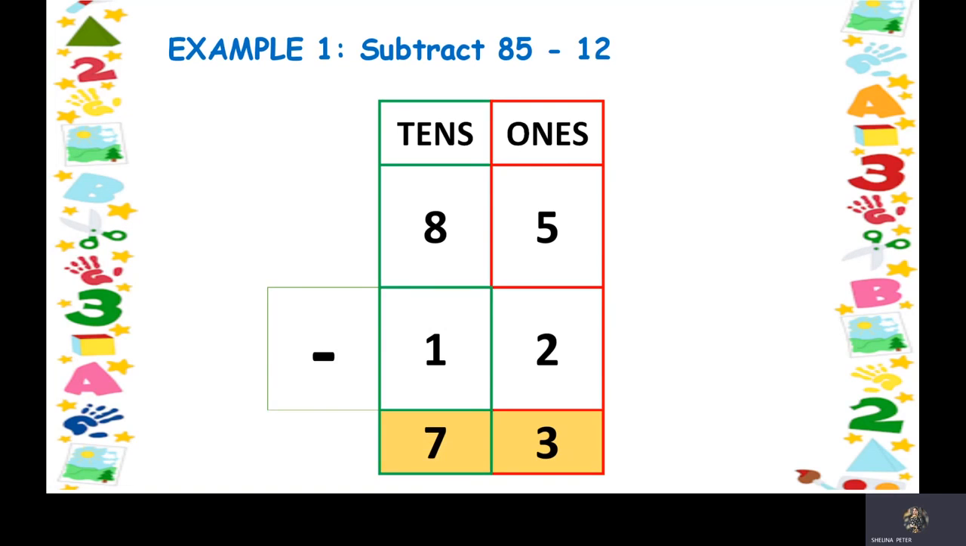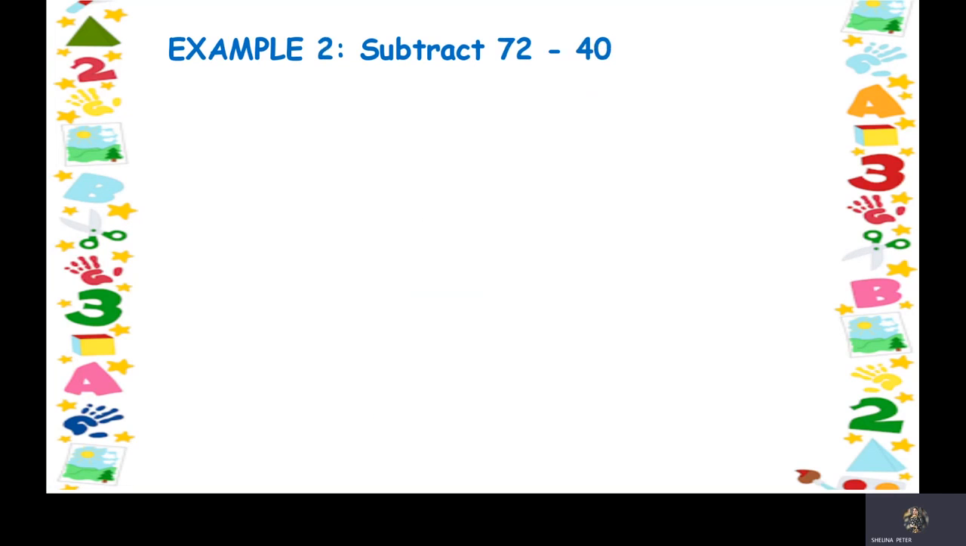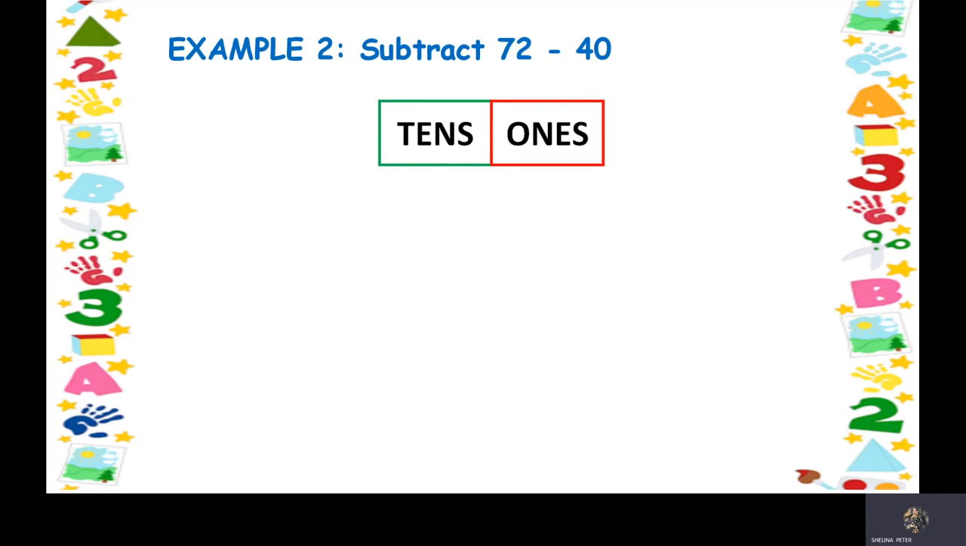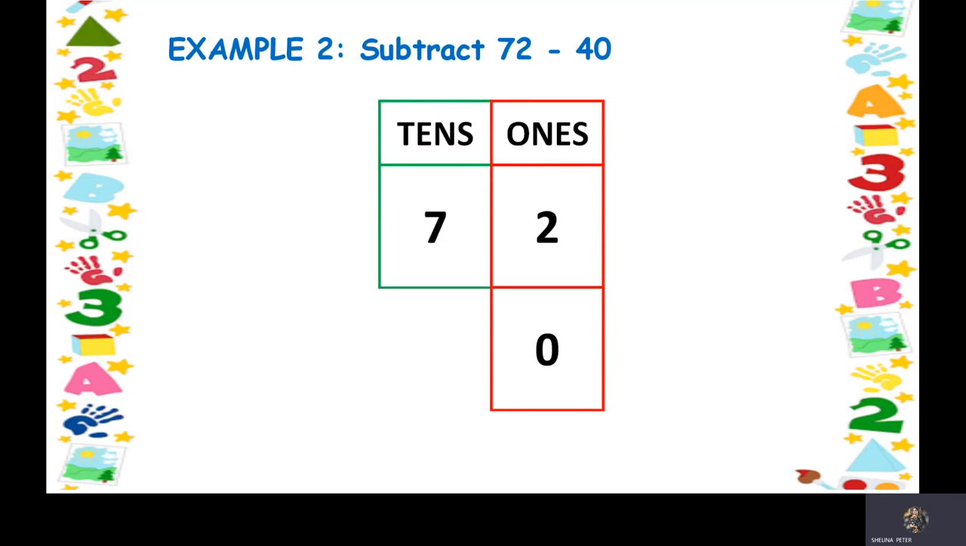Let us take some more examples. Subtract 72 minus 40. So what is the first step? Yes, we are going to write the place value, ones and tens. Then, which is a bigger number here? 72. So it will come on top. Starting from ones place, we will write 2 and then 7 in tens. Then we have 40. So we'll write 0 in ones column and 4 in tens column.